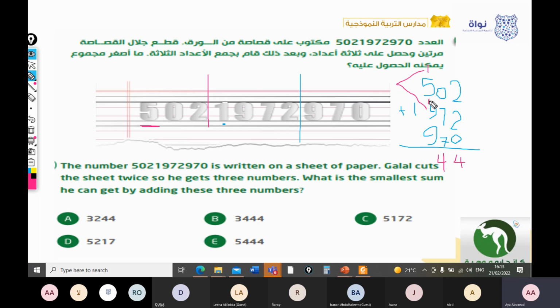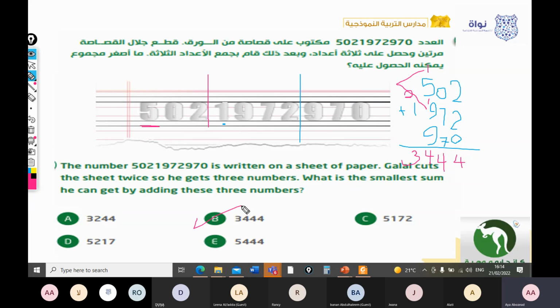And 15 plus 9, so it's going to be 24. Yes, then 4 down and 2 up. Now 2 and 1, 3. So it will be 300. Yeah, so it's going to be B.